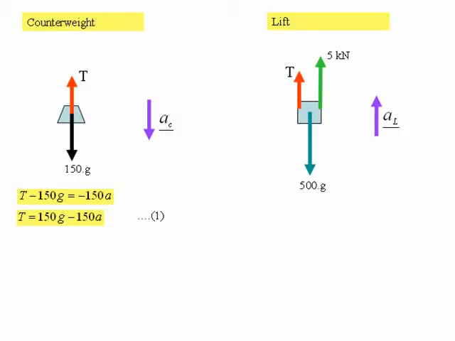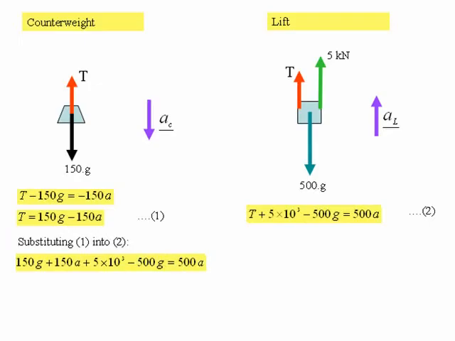We'll now go over to the other side of the screen and consider the lift. The resultant force on the lift is T plus 5 kilonewtons minus the 500 G, and that is equal to the mass times the acceleration, so that's just equal to 500 times A. And that we will call equation 2. If we now substitute equation 1 into equation 2, we get that 150G minus 150A plus 5 times 10 to the power 3 minus 500G is equal to 500A.